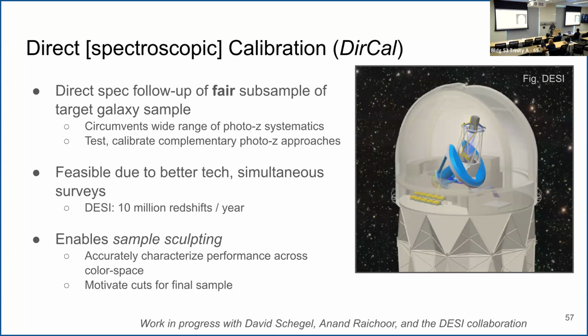Maybe I shouldn't have called it direct calibration, because there's another thing called direct calibration, which is taking your existing spectroscopic redshifts and reweighting them to make the magnitudes look similar. So my bad. Maybe we'll change that. If you have suggestions, you can talk to me.